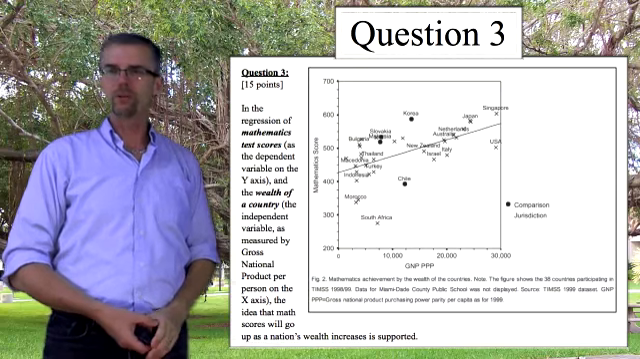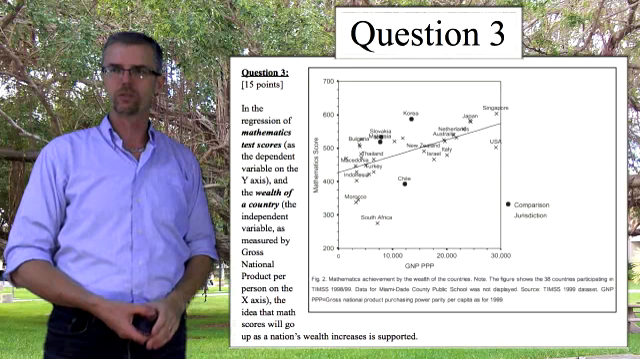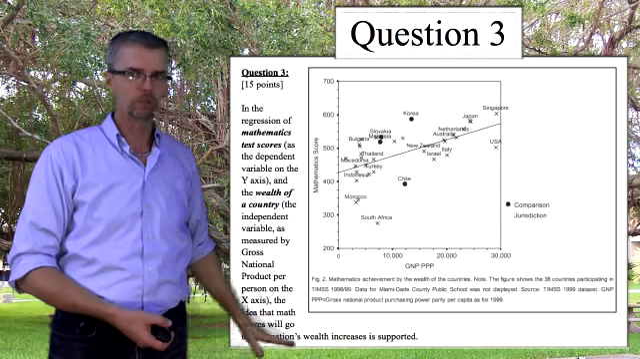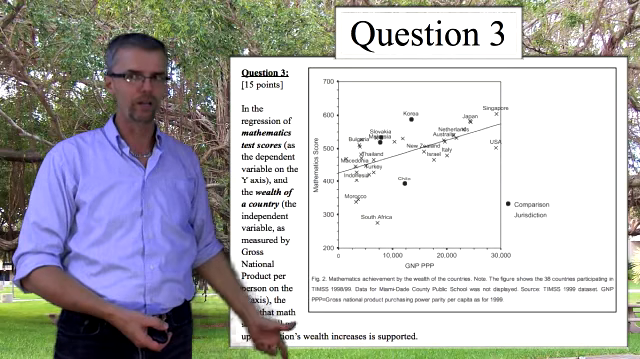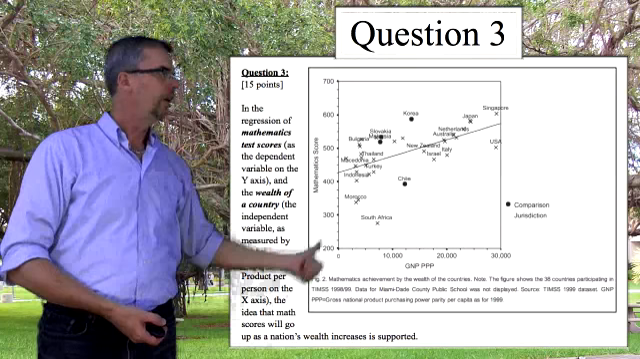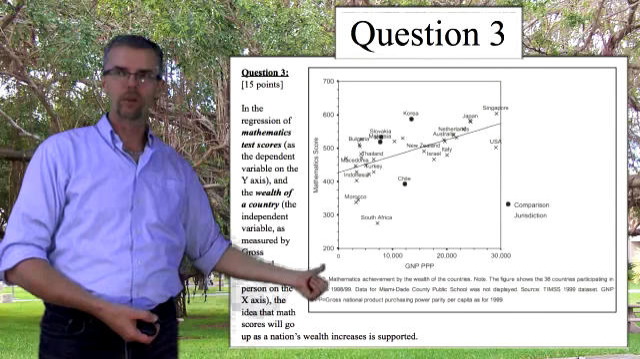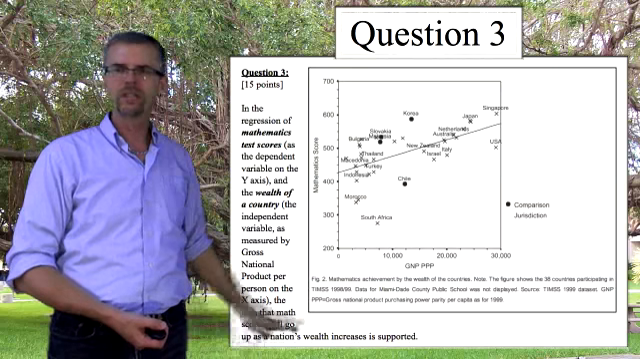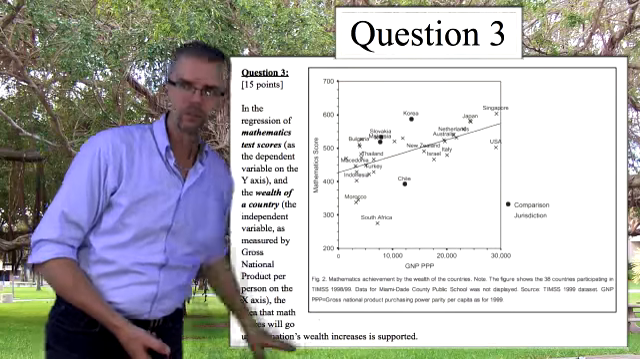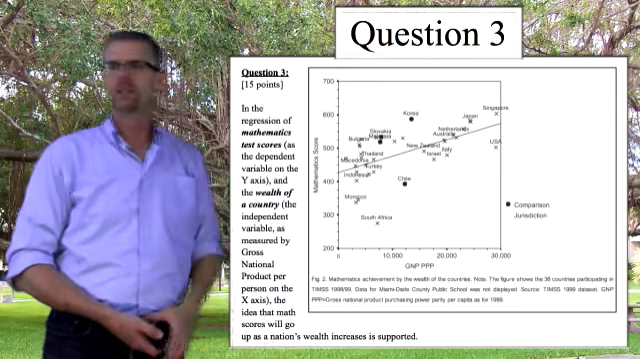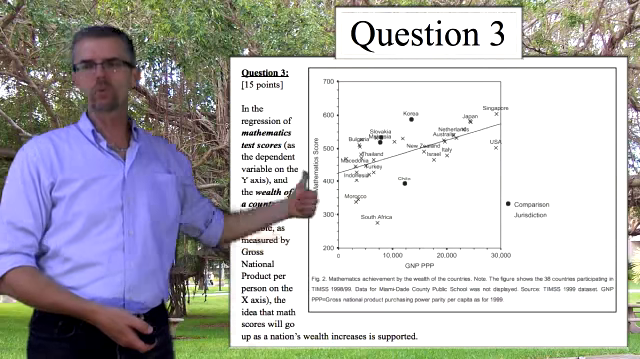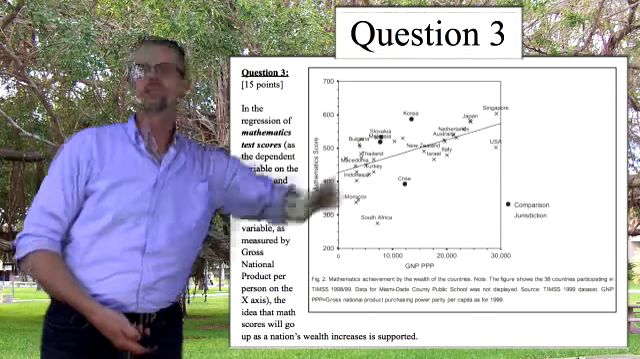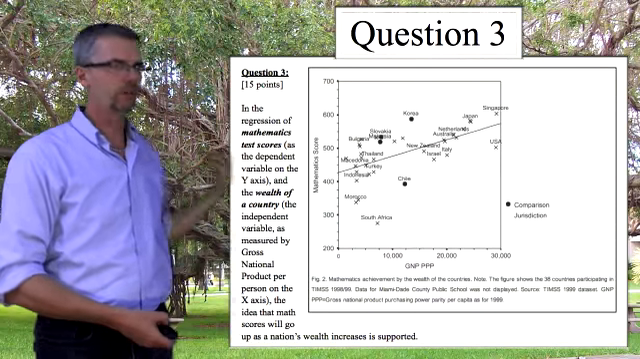But in the regression of mathematics test scores as the dependent variable, so the dependent variable is y, right? So this is the y-axis. Mathematics test scores are on the y-axis, and gross national product per person on the x-axis. That's your independent variable, so that's across the bottom. The idea that math scores will go up as a nation's wealth increases is supported. Okay, so that's the regression line.